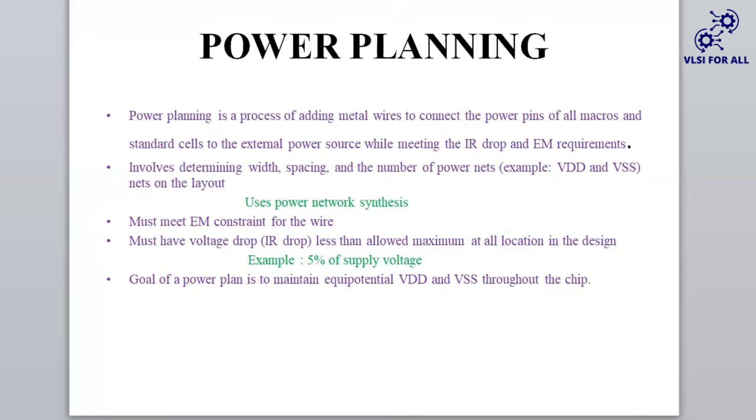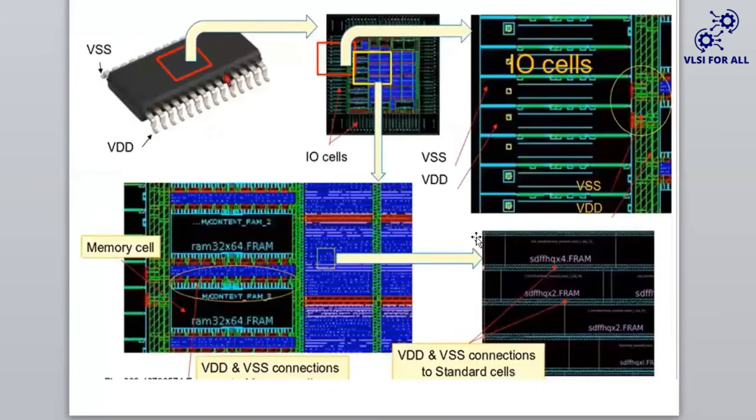The goal of a power plan is to maintain equipotential VDD and VSS throughout the chip. Now, let me show the pictures of power planning. This is how power planning actually happens. In the IC, these are your VDD and VSS pins, and this is how power planning at chip level is shown, and this is how the VDD and VSS connections to the standard cells will be there.